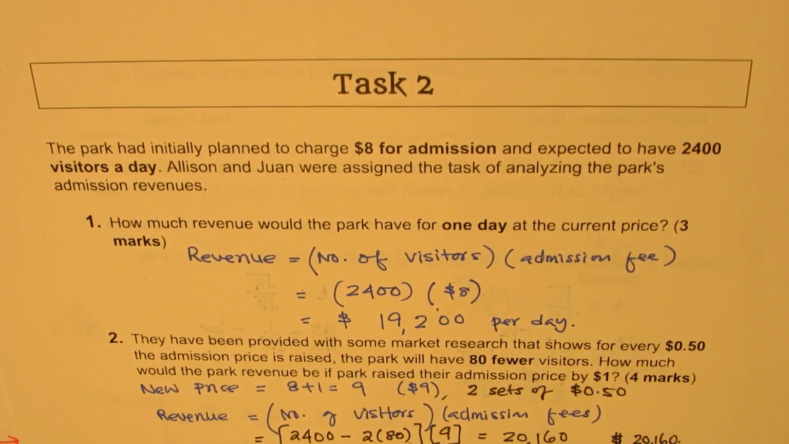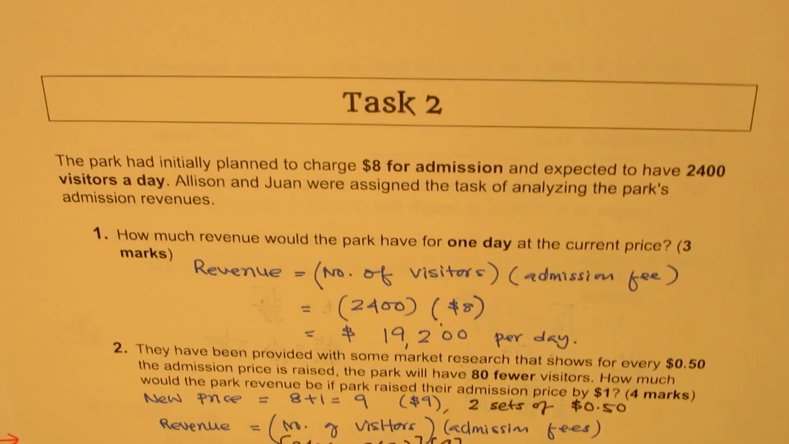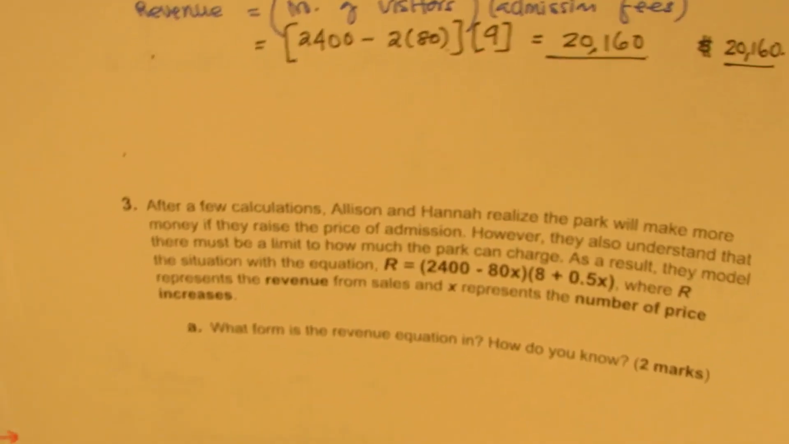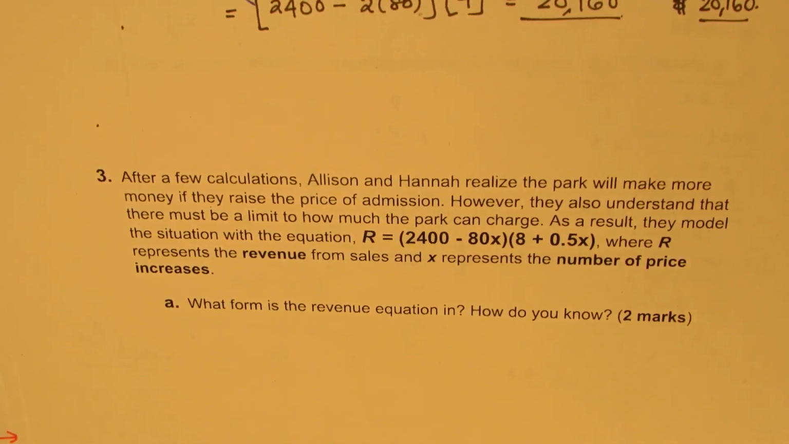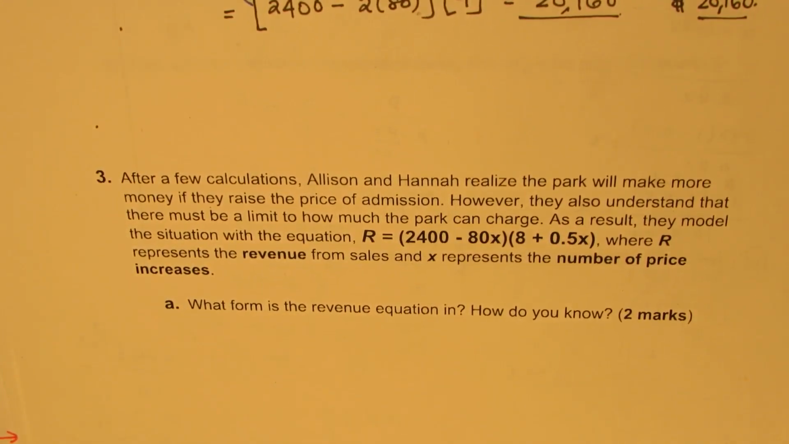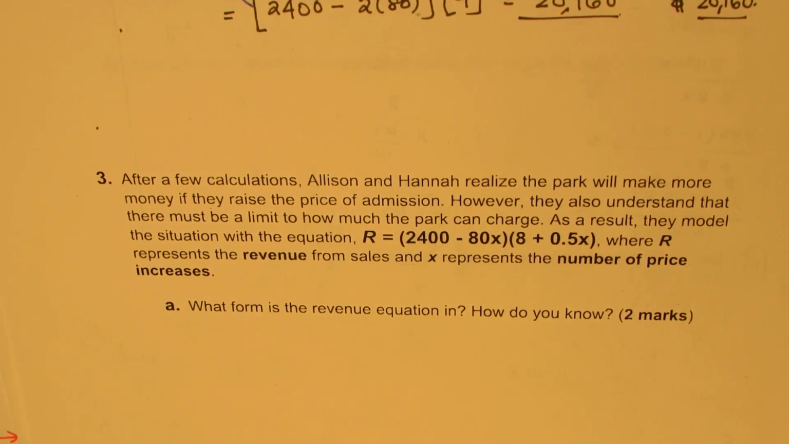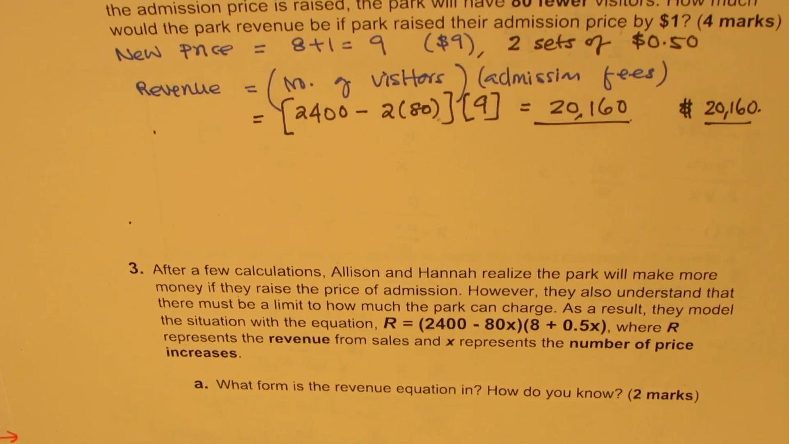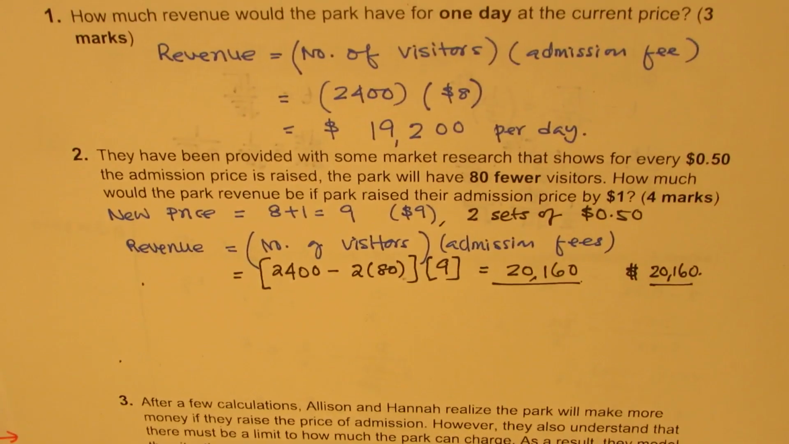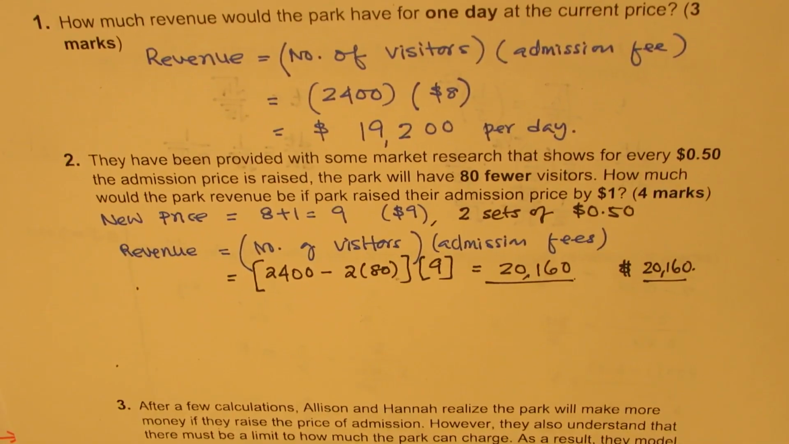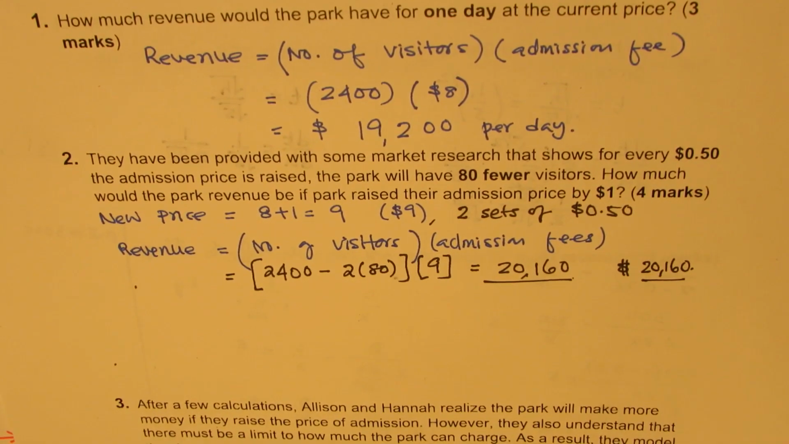Perfect. Now let's look into part 3 of this question, which says, okay, after a few calculations, Ellison and Hannah realize the park will make more money if they raise the price of admission. However, so it's very clear they are increasing the price and they are getting more revenue. Instead of 19,200, they got 2160 with $1 raise. Perfect.